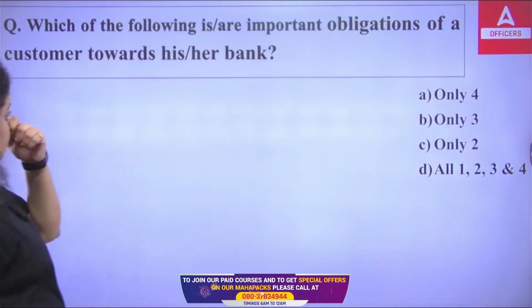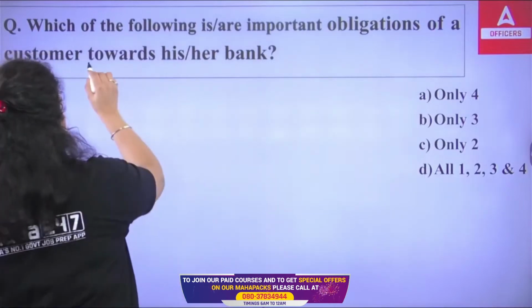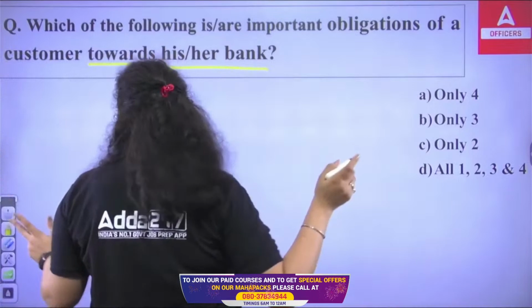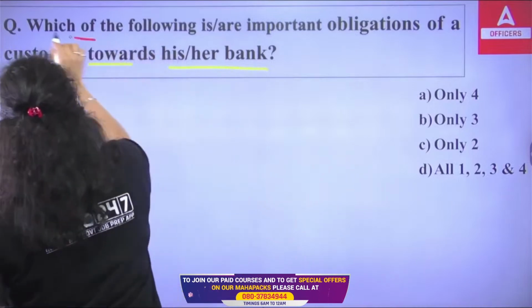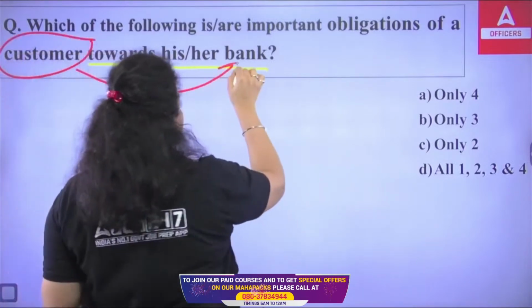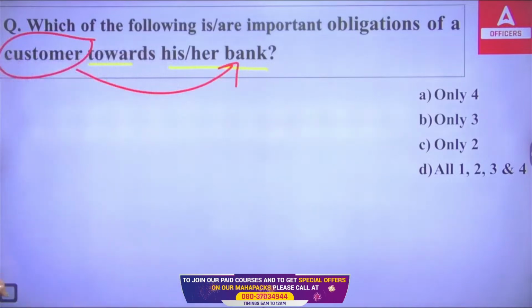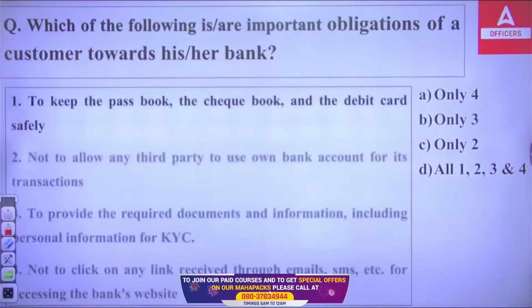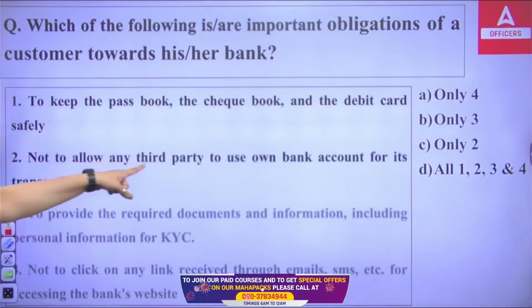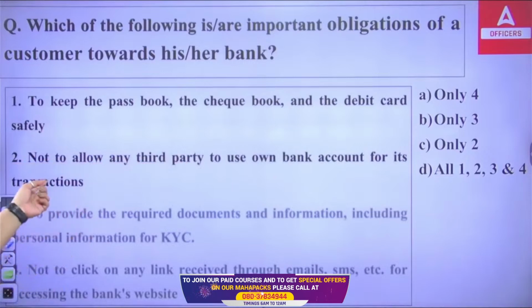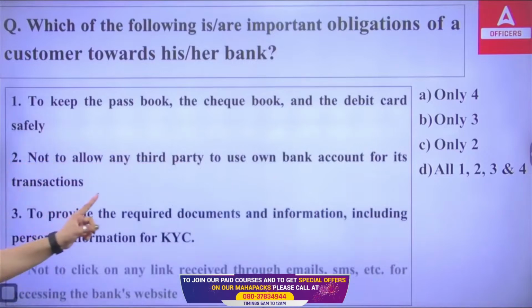Which of the following is an important obligation of a customer towards his/her bank? Now, the obligation of a customer we are talking about towards the bank. And the options we have: to keep the passbook, the checkbook, and the debit card safely, not to allow any third party to use your own bank account for its transactions, to provide the required document and information, including personal information for KYC. And the next one is not to click on any link you receive through emails, SMS, etc.